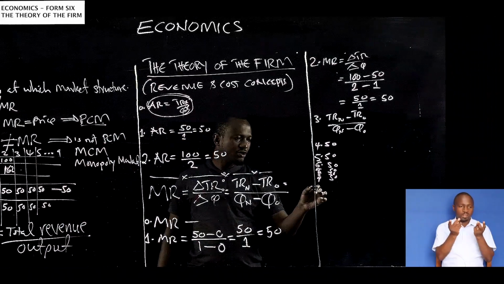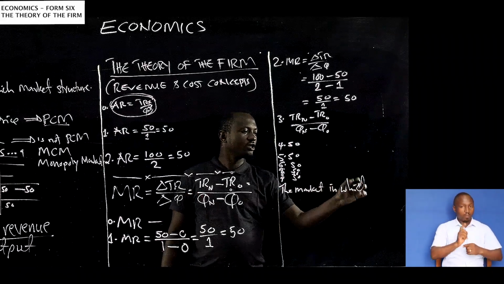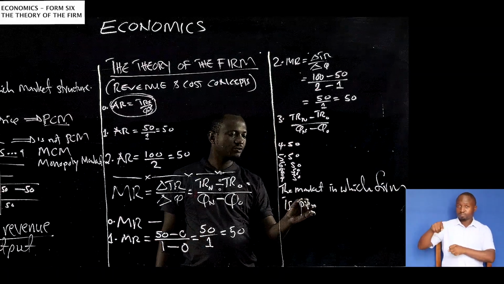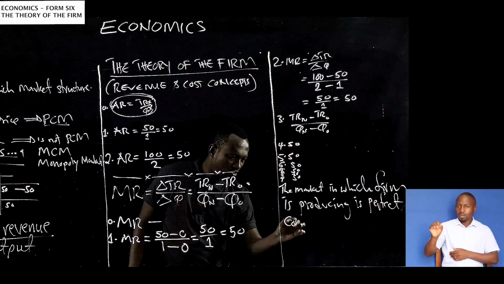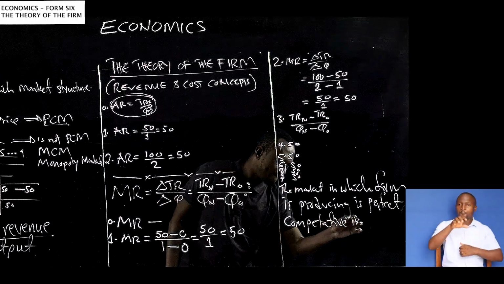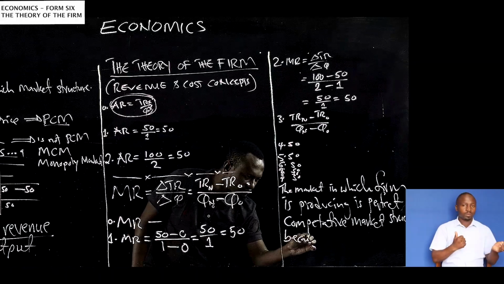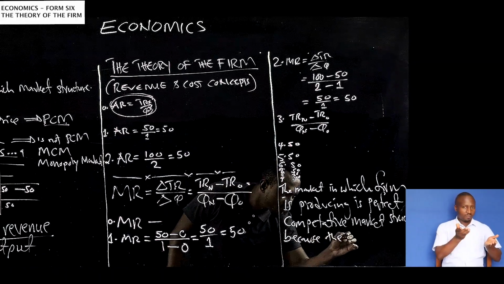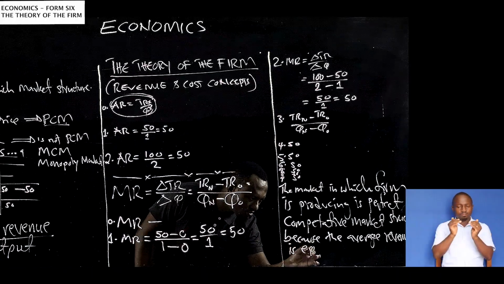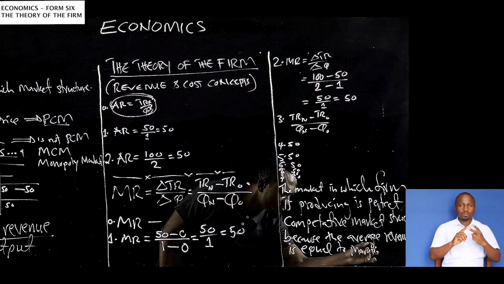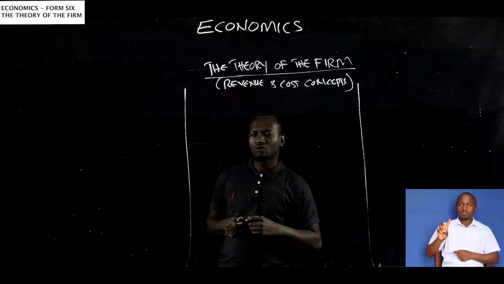So the market in which the firm is producing is a perfect competitive market structure, because we have seen that at all levels, average revenue is equal to marginal revenue. Let us go to our question.